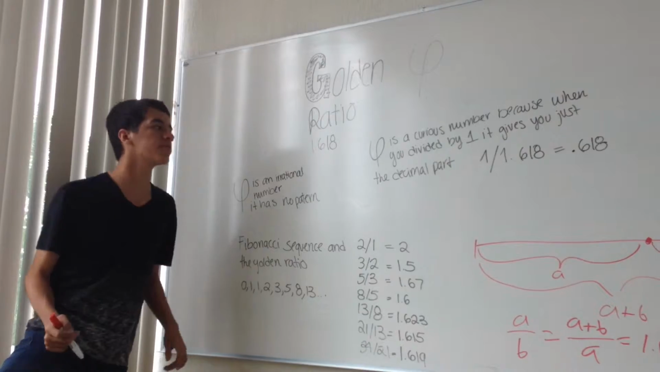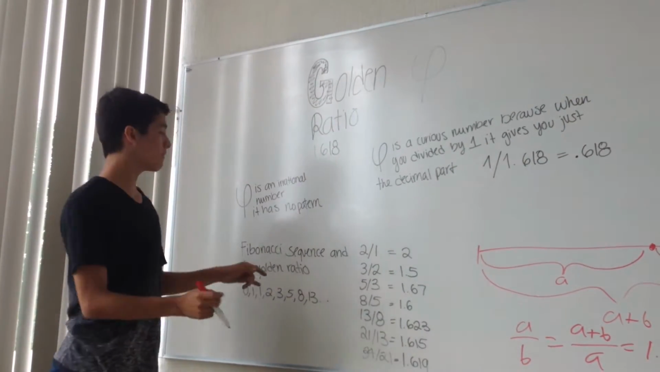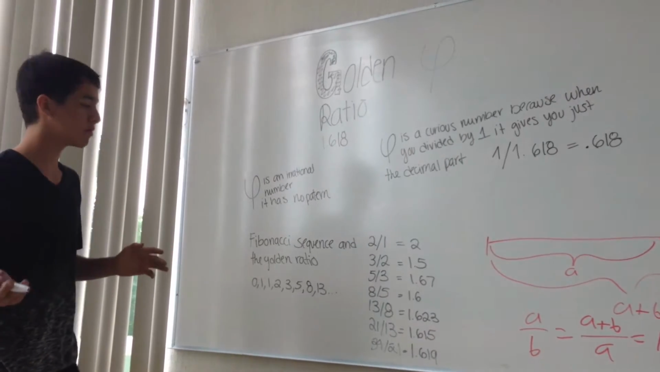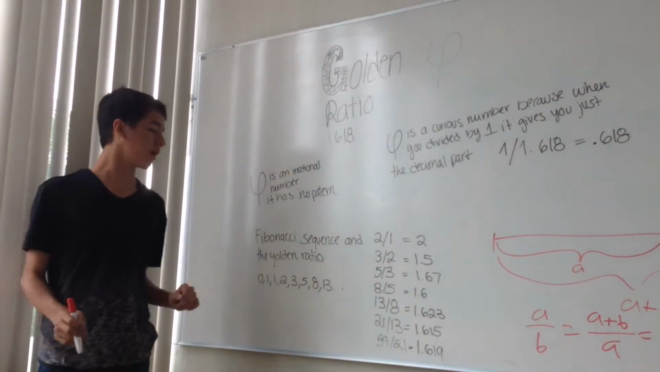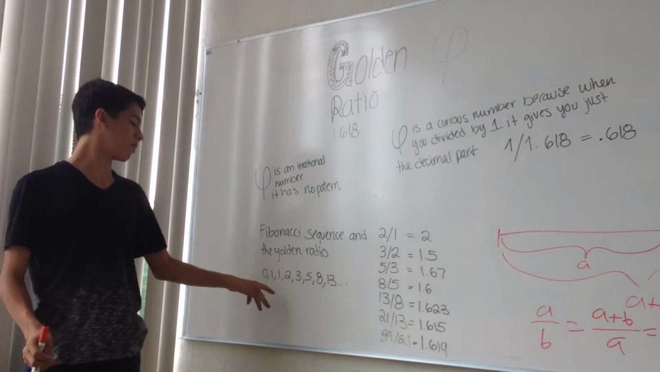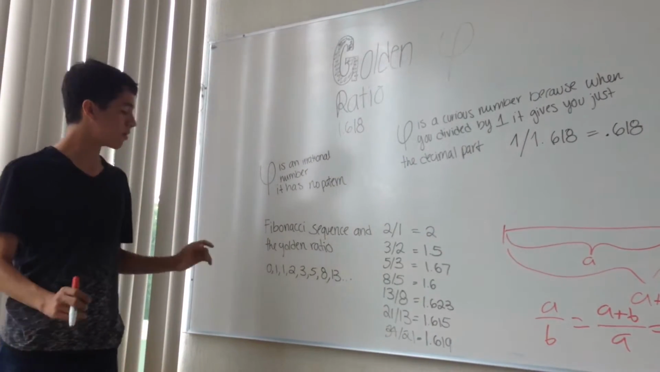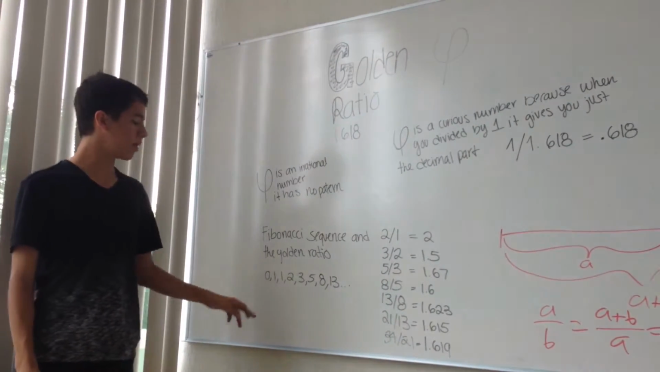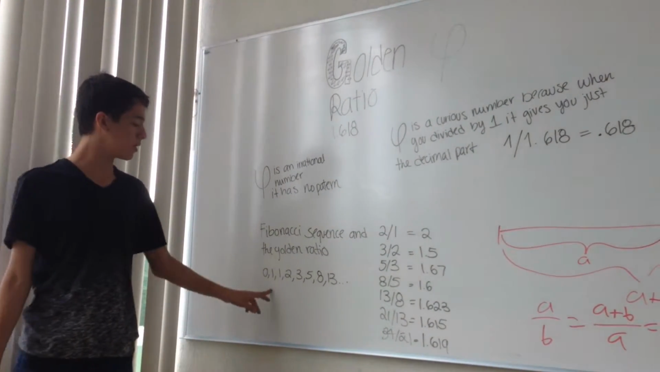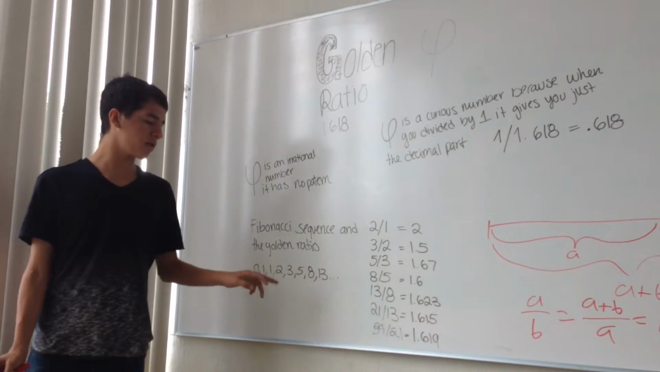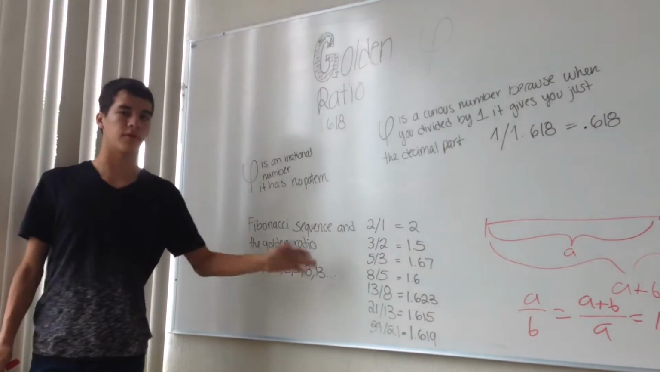The golden ratio, known as phi. Okay, phi is an irrational number that has no pattern, so it never ends. Okay, the Fibonacci sequence and the golden ratio. Here you just see 0, 1, 1, 2, on and on. But it has a pattern. When you add 0 and 1, it gives you 1. When you add 1 and 2, it gives you 3. When you add 3 and 5, it gives you 8, and 8 and 5, it gives you 13.